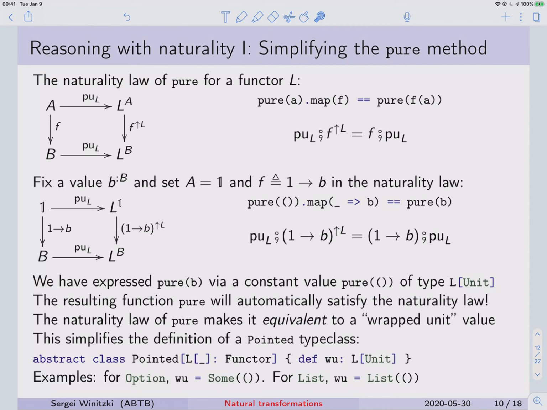One example of using naturality that I'm going to show now is how you can simplify the definition of the pure method. So a number of type classes require this method. So for example, monad and applicative require this method. And this method must be a natural transformation. So the naturality law is illustrated by this diagram. And it's written like this. So now, why is this of the form fa to ga?